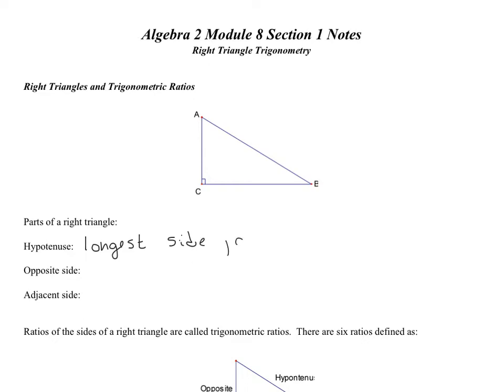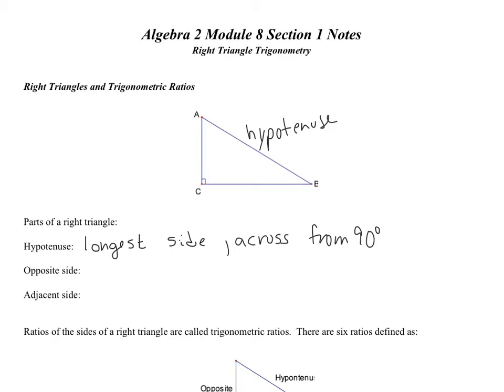and it's always across from the 90-degree angle. So if I look at this triangle up here, ACB, then this would be the hypotenuse. It's the longest side, and it is across from the 90.